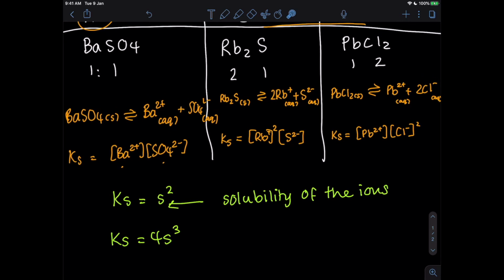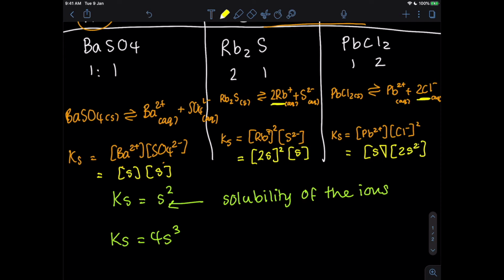Ks equals 4s cubed is for these two. So if you've got an A2B or an AB2 solid, so somewhere in your Ks expression you've got a little 2 up there, both of those use exactly the same equation, and that is 4s cubed, which is because you end up with, let's do this one, if we take from our equation, (2s) squared multiplied by s, or here s multiplied by (2s) squared, which equals 4s cubed.